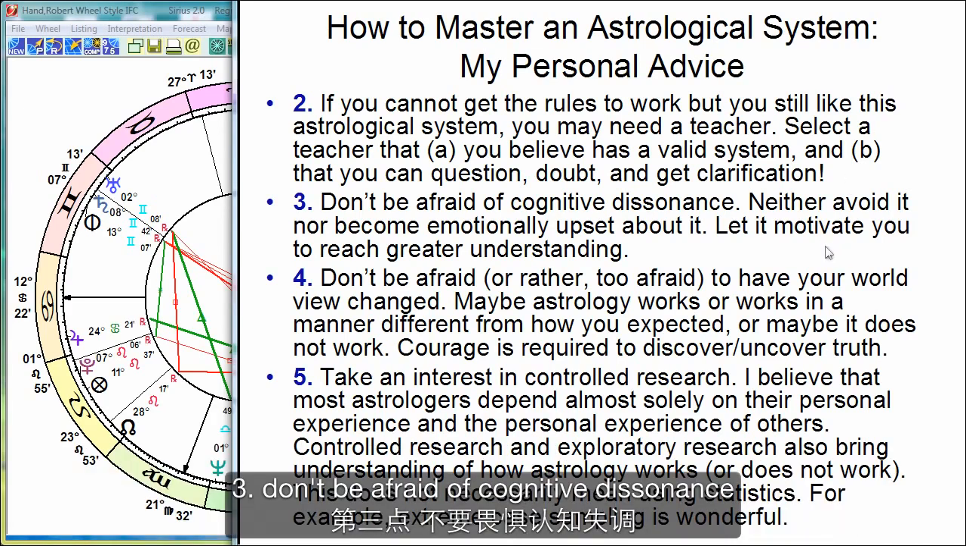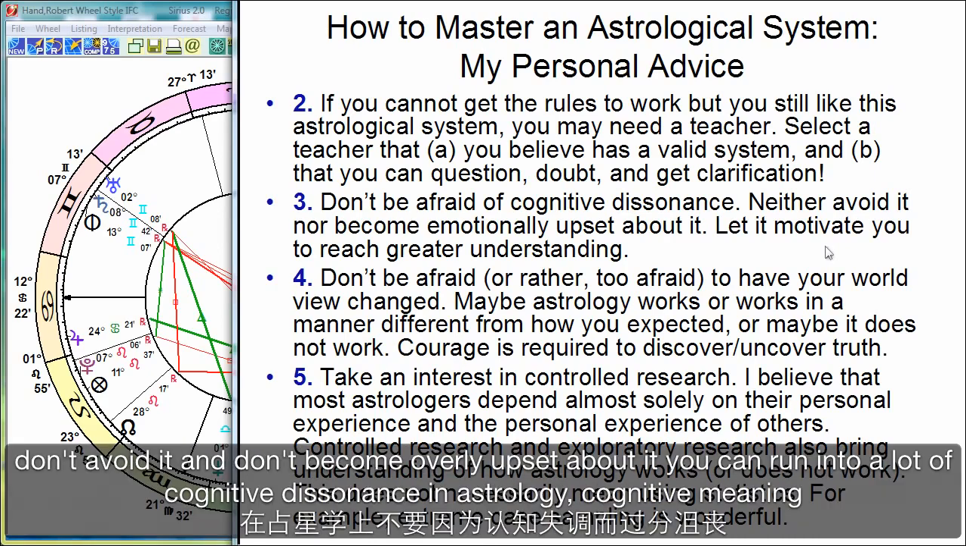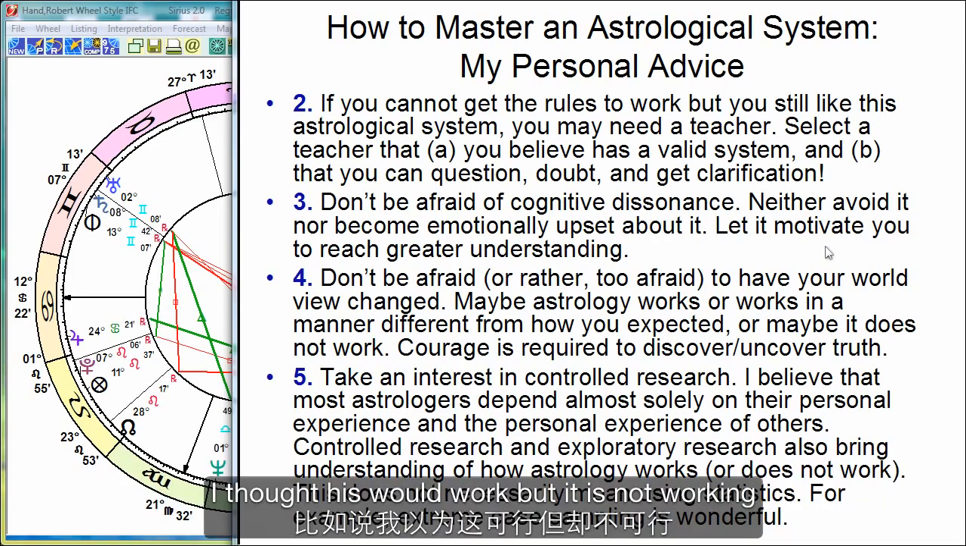Number 3, don't be afraid of cognitive dissonance. Don't avoid it, and don't become overly upset about it. You can run into a lot of cognitive dissonance in astrology. Cognitive dissonance meaning, I thought that this would work, but it's not working.